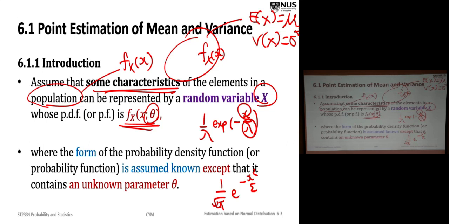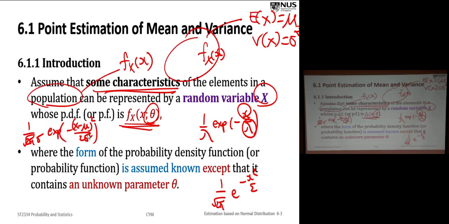It's a normal distribution. And what is the mean? Zero. What is the variance? One. All right, so this is the PDF of a standard normal. For a normal distribution, it is like this: 1 over sigma root 2 pi, exponential of minus (x minus mu) squared over 2 sigma squared.